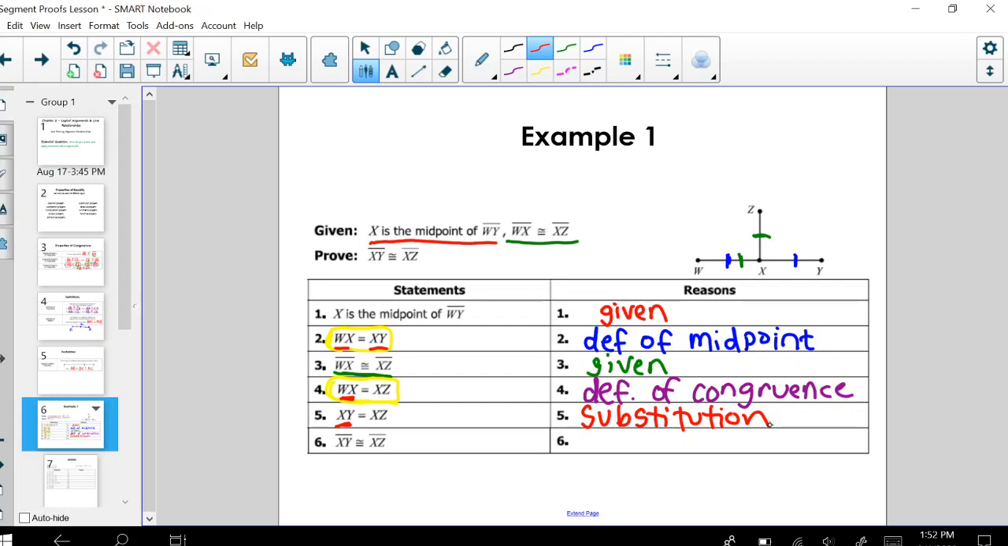If I know that two things are equal, then I can substitute one of those things for the other. I can interchange them if they are equal. So then I know that xy equals xz, so I can say that segment xy is congruent to segment xz, and that again is your definition of congruence. Okay, so this one helped us out a little bit because some of those statements were already done. We just had to come up with the reasons.